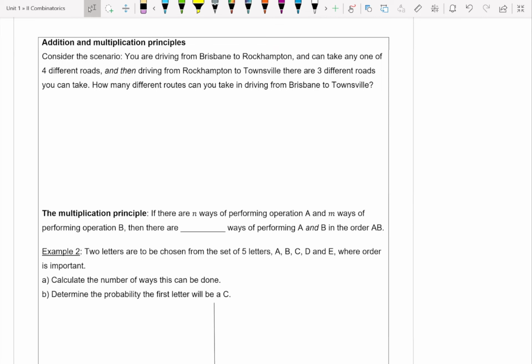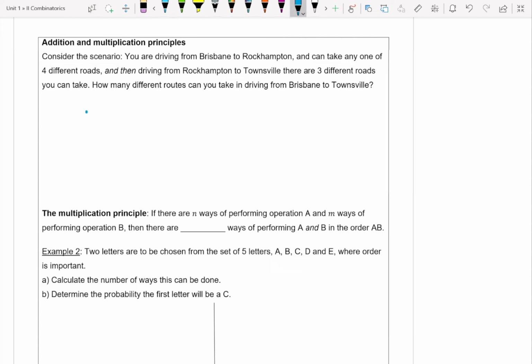So, applying addition and multiplication principles. Consider this scenario. You are driving from Brisbane to Rockhampton and can take any one of 4 different roads. And then driving from Rockhampton to Townsville, there are 3 different roads you can take. How many different routes can you take in driving from Brisbane to Townsville?